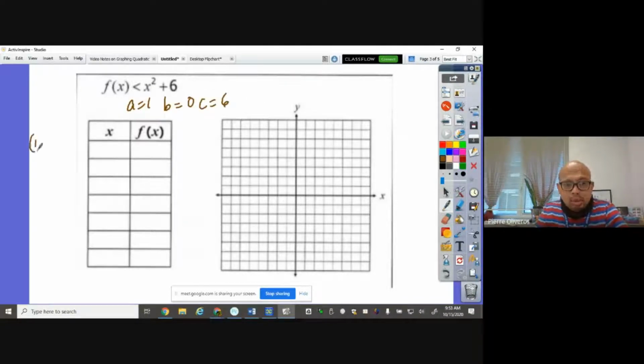Again, the first thing to do always is find the vertex. x equals negative b over 2a, x equals negative 0 over 2 times 1.